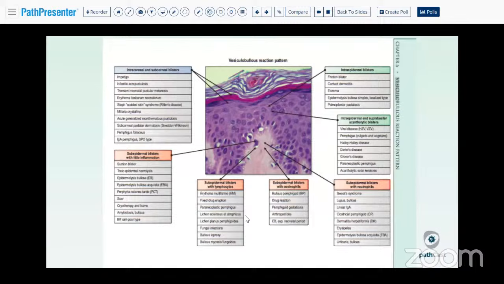This is taken from a dermatopathology text, just showing another way to break down different differentials based on where the split is. So blue being subcorneal, orange here being subepidermal, and green being intraepidermal. And then again, we ask ourselves about the inflammation. Is it pauci-inflammatory? Is it lymphocytic, eosinophil-rich, neutrophil-rich? And that'll help us get to a differential that we can narrow down.